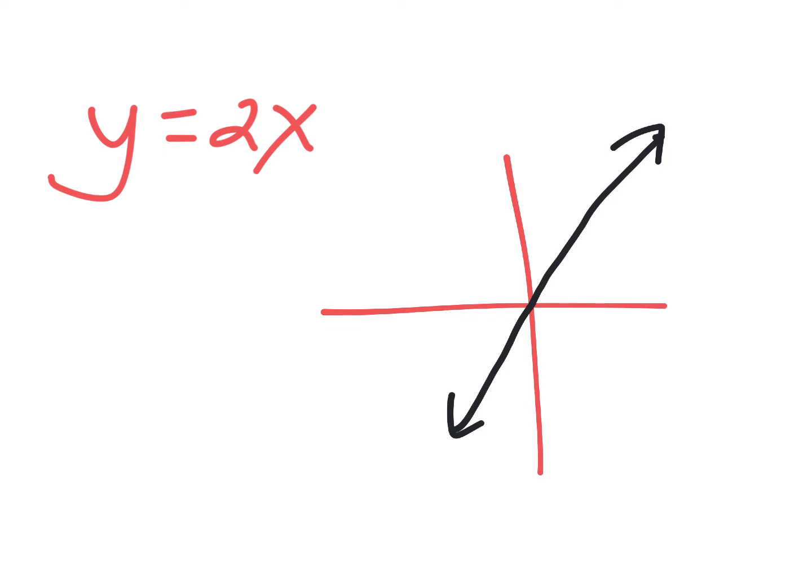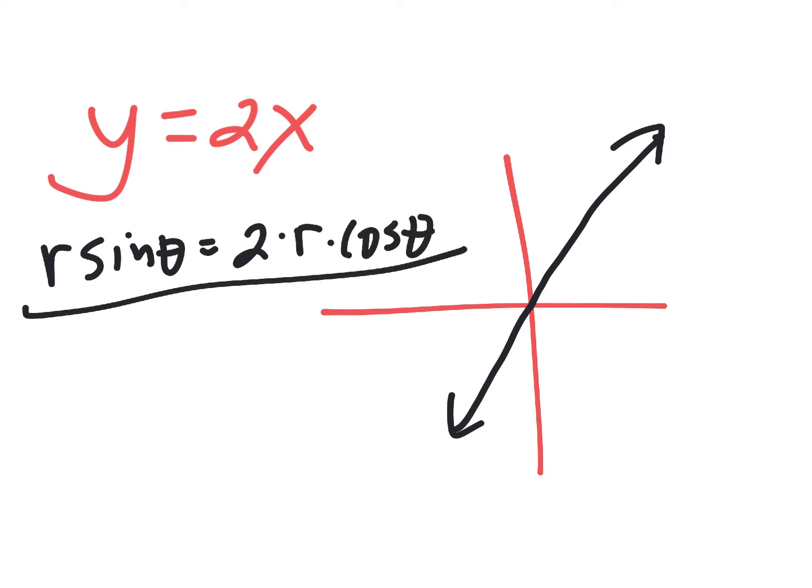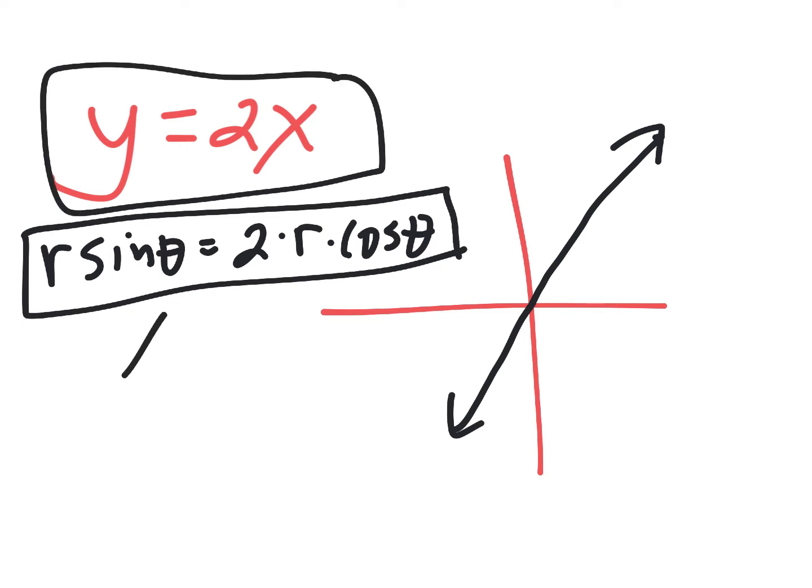Okay, good. Then, not many of you would have known that that would be r sine theta is equal to 2 times r cosine theta. Because this is the rectangular way, and this is the polar way to write that same exact thing. And that's what I'm going to teach you how to do today. It's really not that bad. You just have to memorize a few things.